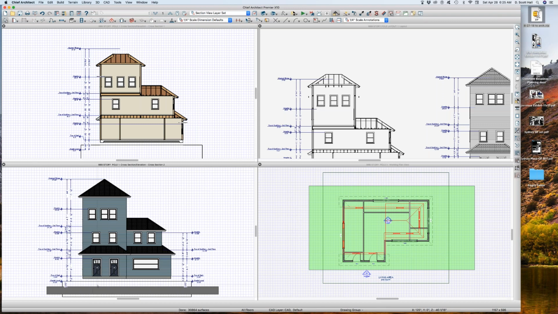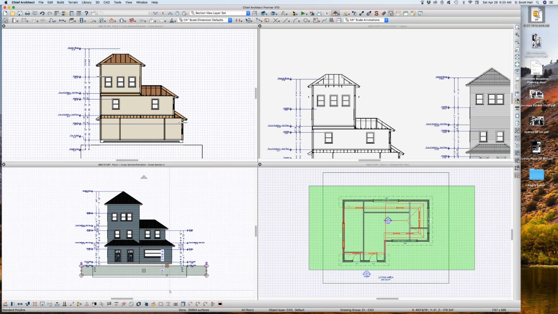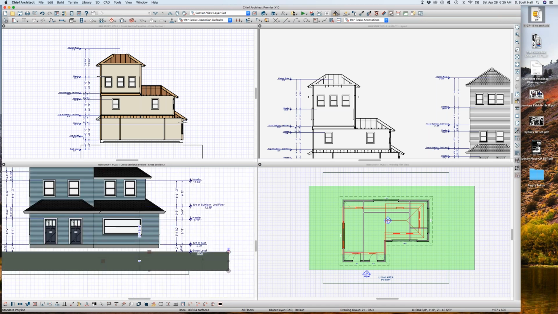MS, everything's copacetic. Yep, so my grade is 2 foot above. I told you that. Grade level is 0. See, the top of slab is relative to the grade level. I really want it relative to.